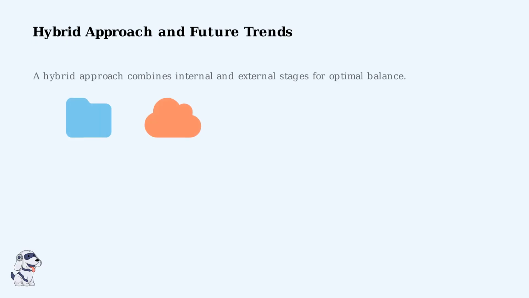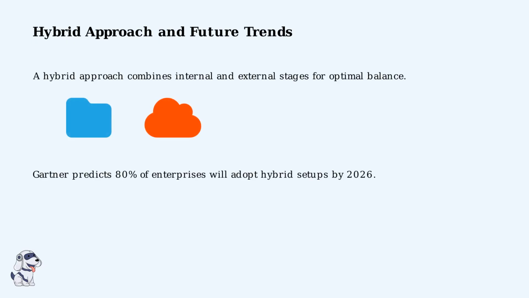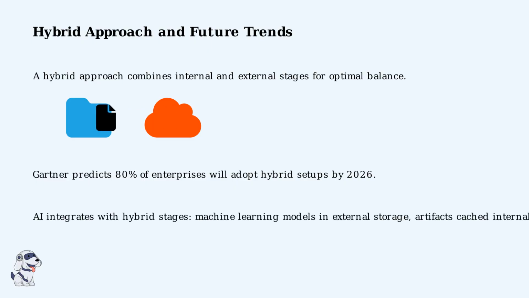A hybrid approach, using both internal and external stages, is increasingly common. This combination provides the security of internal storage with the scalability of external clouds. Gartner predicts 80% of enterprises will adopt hybrid setups by 2026. AI is also playing a role, with machine learning models stored in external storage for scalability, but model artifacts cached internally for faster iterations. This reduces pipeline times significantly.